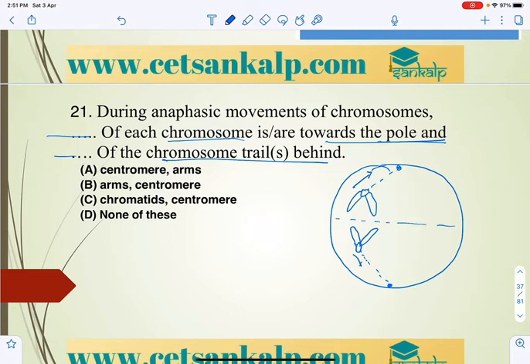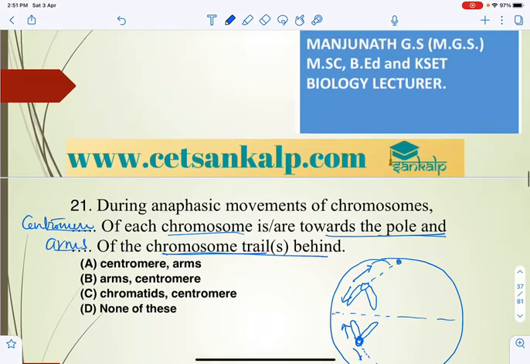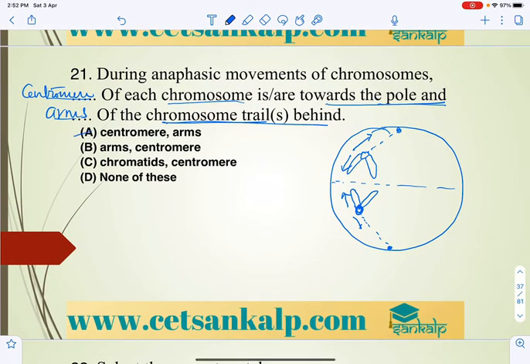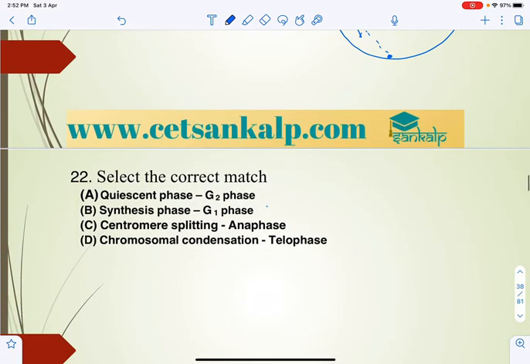So the answer for that we can say that centromere of each chromosome is or are towards the pole and arms of chromosome trail behind, means that they are going to be present behind this centromere. So this is the explanation for this, and the answer is centromere and arms. A is the answer.